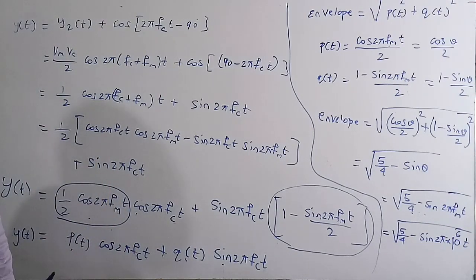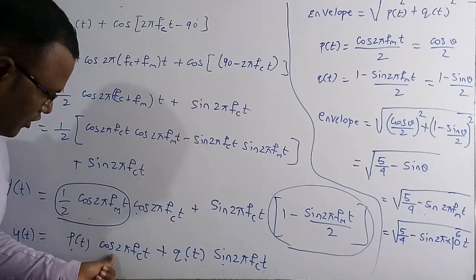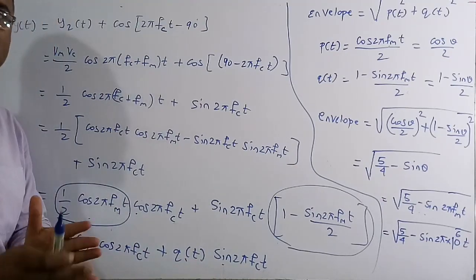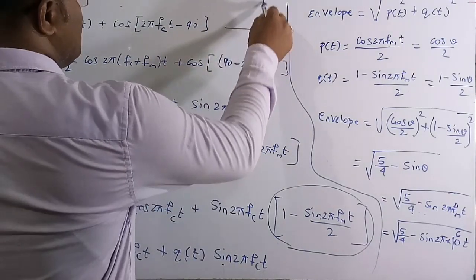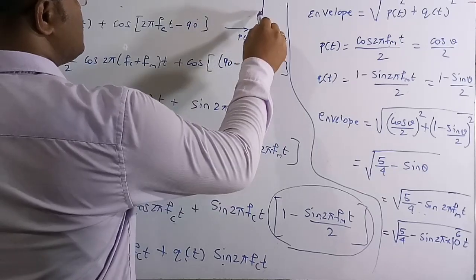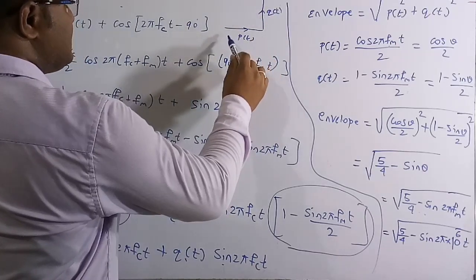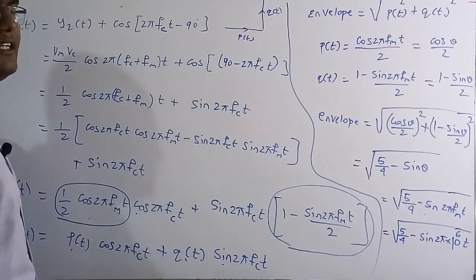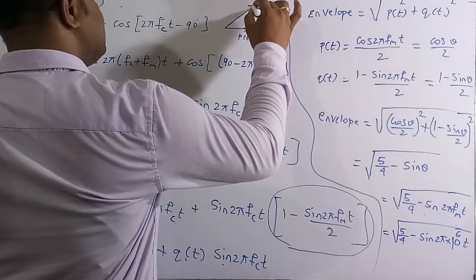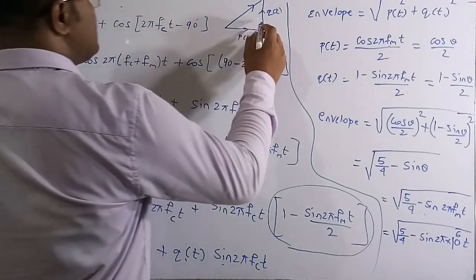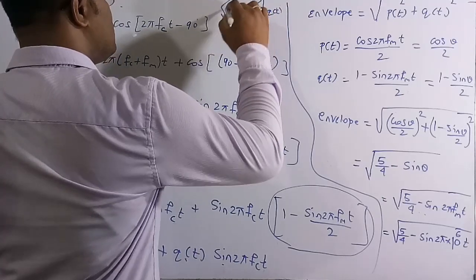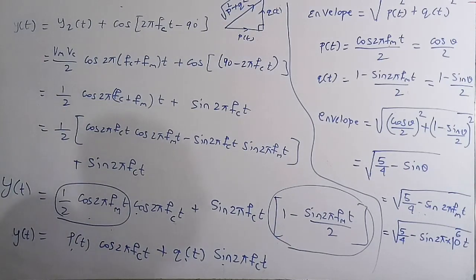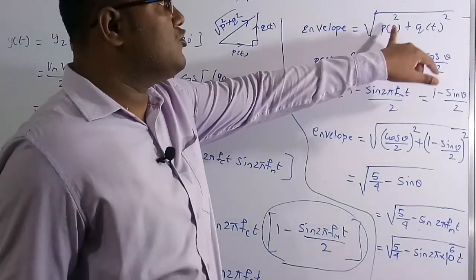I have already told you in the previous concept. See, p of t cos 2 pi fct, q of t into sin 2 pi fct. Cos and sin have a phase difference of 90 degrees, so one is p of t and the other is q of t. The reference here is cos, so the sin is going to have 90 degrees. The net is called the envelope. By using the Pythagoras theorem, the envelope is under root over p square plus q square.